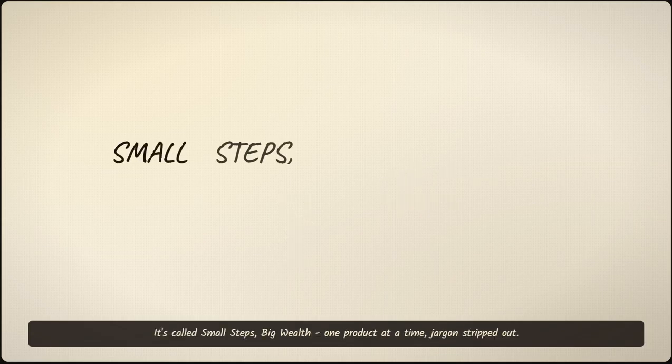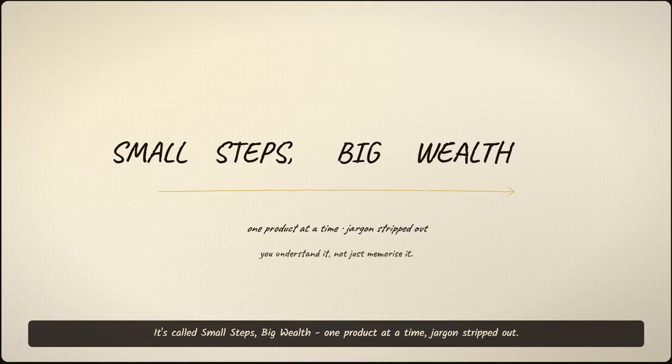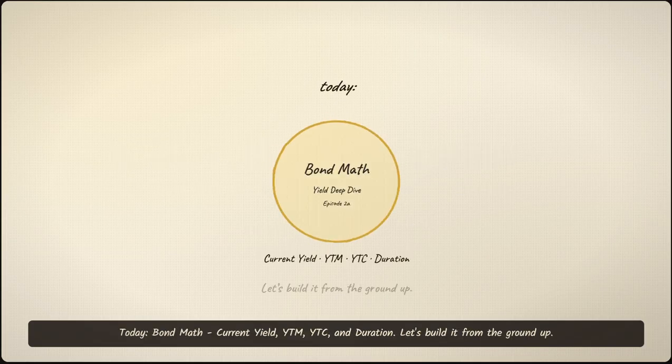The series is called Small Steps, Big Wealth. We take one financial product at a time, strip the jargon out, and build the math step by step so you actually understand it rather than just memorizing it. Today, we are going deep on bond math, current yield, yield to call, and duration. Let's build it from the ground up.